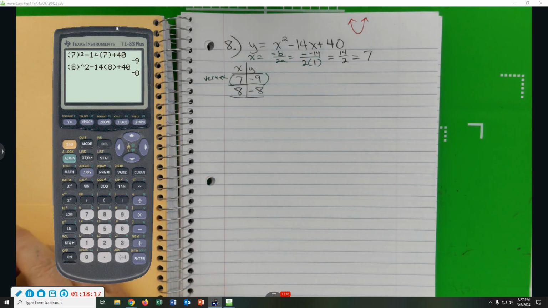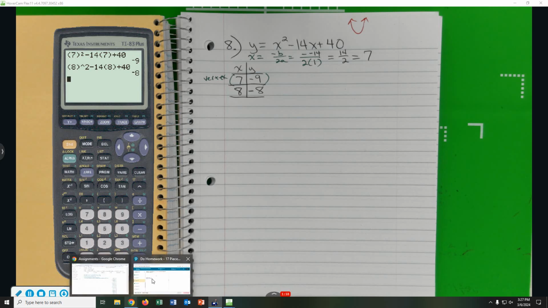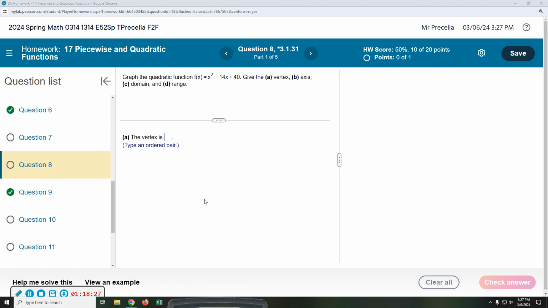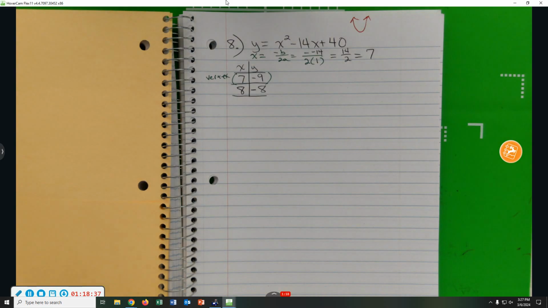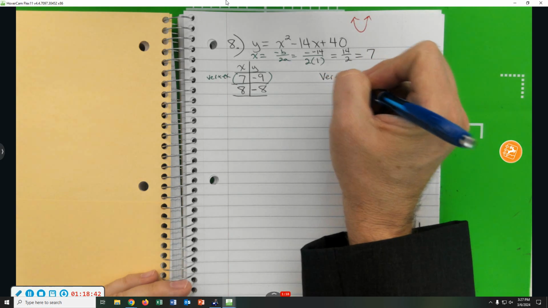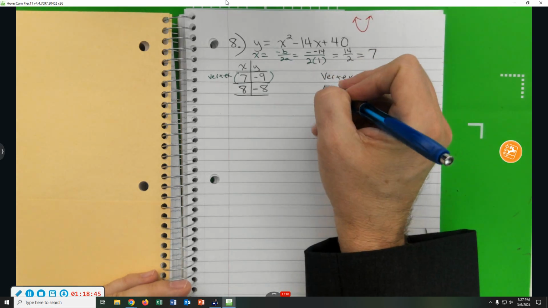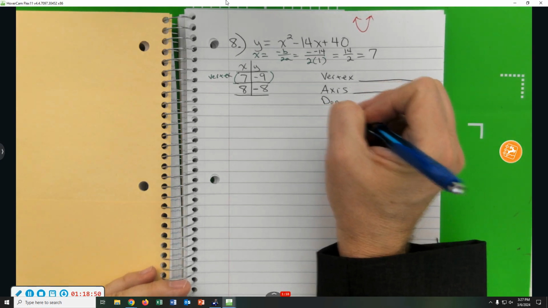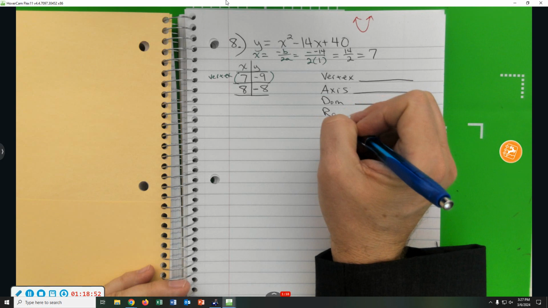There's my secondary point. Come over here. Get rid of that calculator. They want the vertex. Let's write out the vertex first. There it is. I'm going to write out 4 blanks here: vertex, axis, domain, and range.